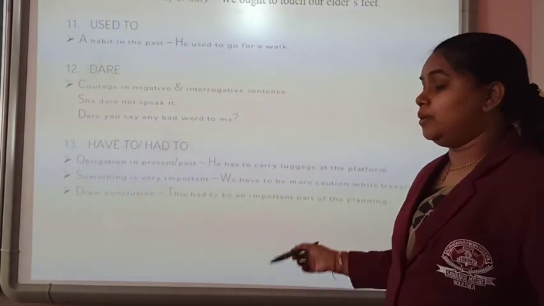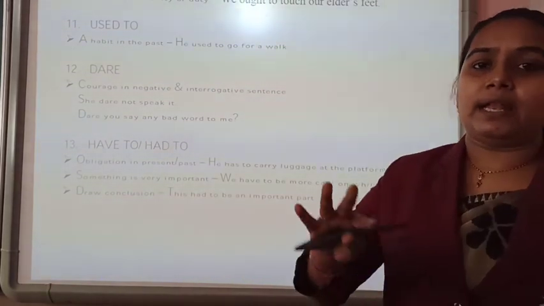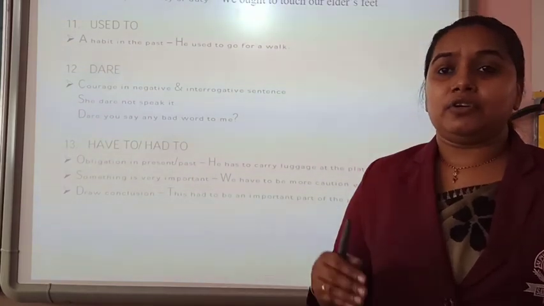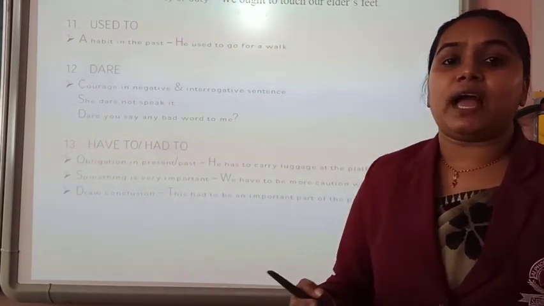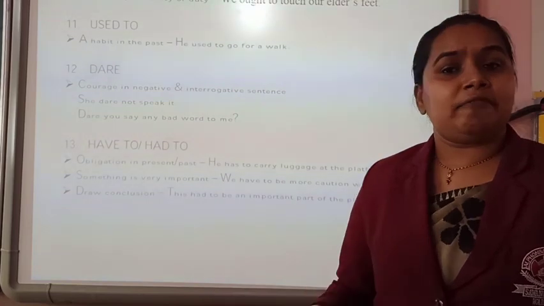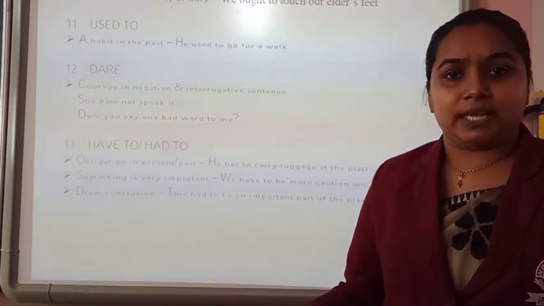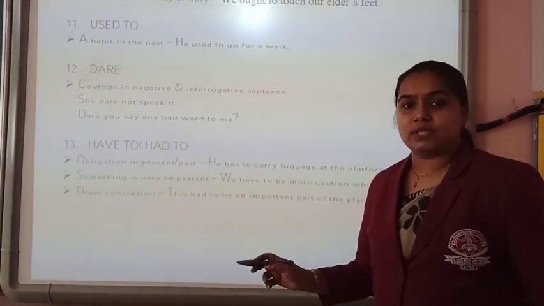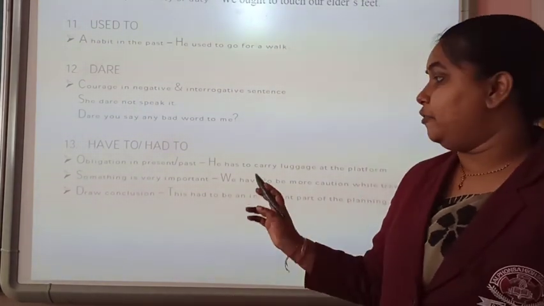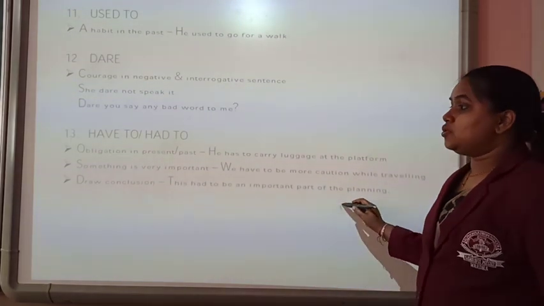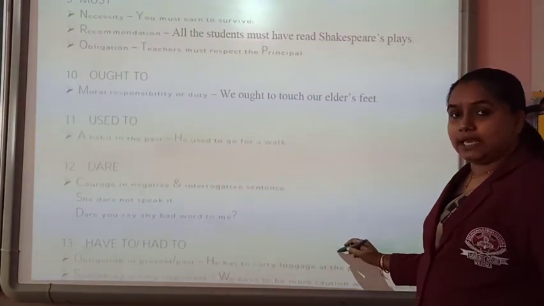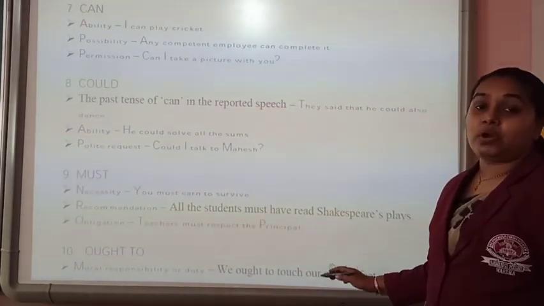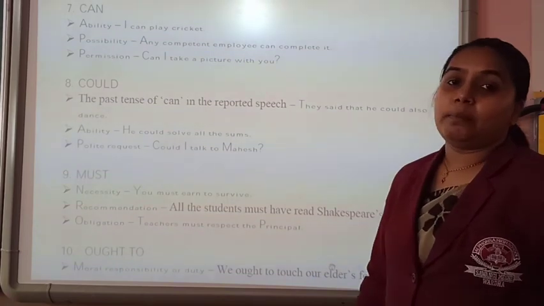Draw conclusion. That means something has happened, and what is the conclusion of that event or the action. To express that, we are using have to or had to. This has to be the result of her mistakes. Okay, so this had to be an important part of the planning. So this way we are using have to and has to. Okay, so these are the important auxiliary verbs, the models that we have to keep in our mind.